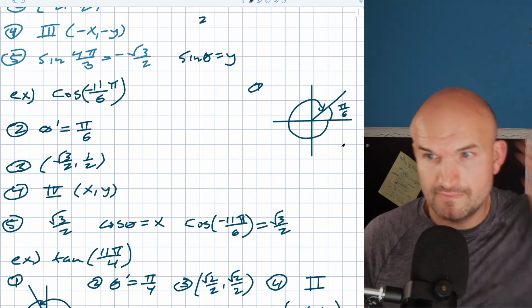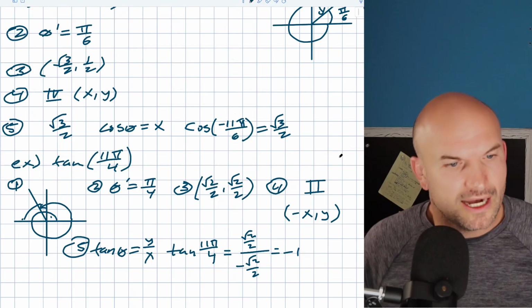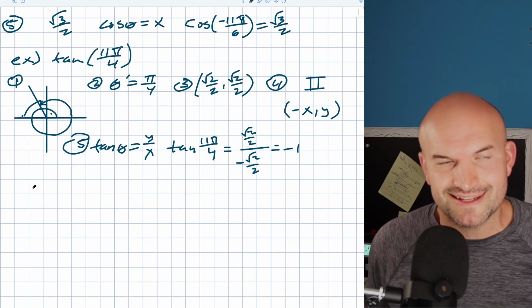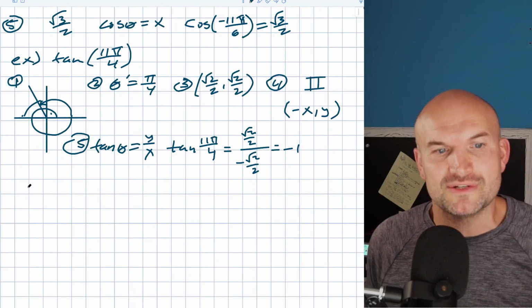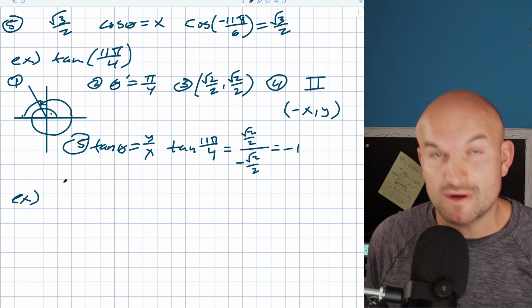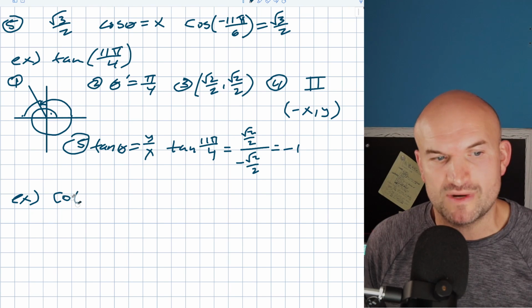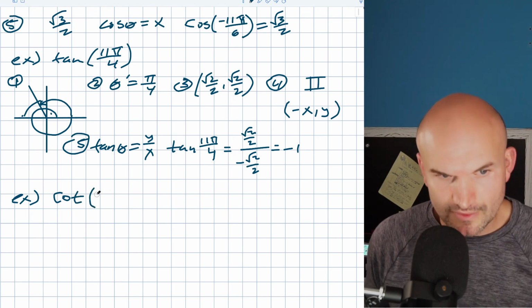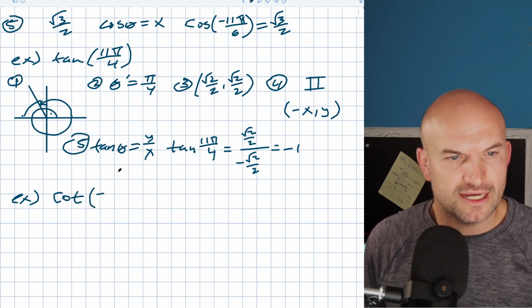Okay. Let's go and do another one, because there are still some things that students can get tripped up on. Another thing that students can get tripped up on is what if we use the reciprocal function? So in this case, what if I had the cotangent of negative pi over 3?